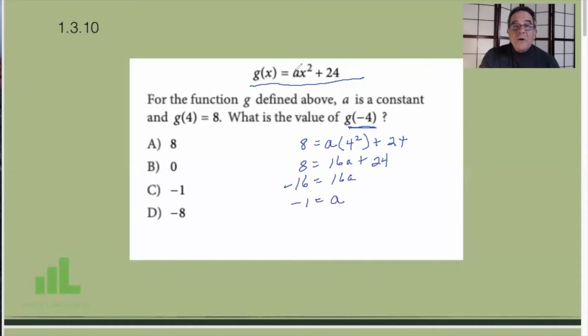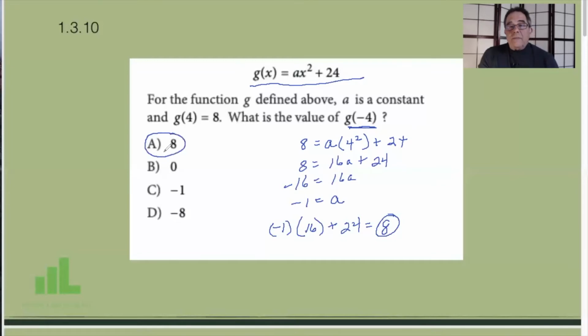Now we can go back to our equation. We'll put negative 1 in place of a and negative 4 in place of x. So let's see what we get. Negative 1, that's a, times negative 4 squared, which is 16, plus 24, that will be negative 16 plus 24. Negative 16 plus 24 is 8. Do we have an answer choice that says 8? Absolutely, there it is.